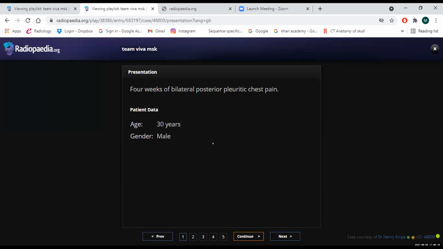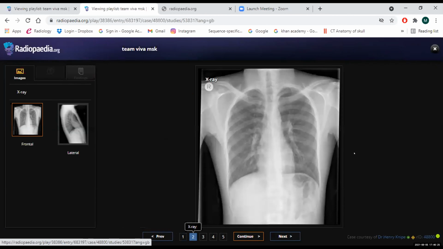A 30-year-old male with 4 weeks of bilateral pleuritic chest pain. Okay. I can see that there is no obvious abnormality in the lungs or heart. Now I am reviewing the bones. Concentrate on the spine.